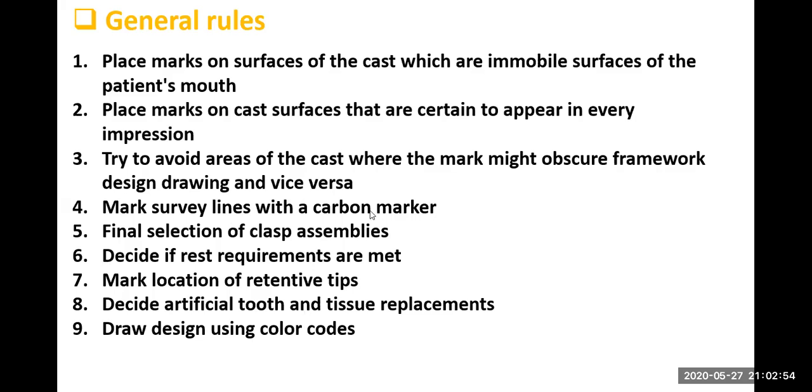You mark survey lines with carbon markers so that they don't get cleaned off so quickly, and thereby confuse you as the line gets off the right place where it is marked. You find it difficult to know, and during your fabrication, laying of wax and all that, it might be confusing. It also helps you, as a general rule, in final selection of clasp assemblies, the kind of clasps you want to use. Is it gingerly approaching, whichever you want to find out.